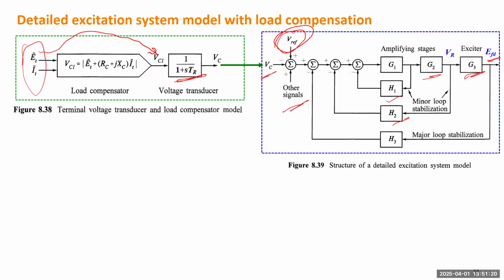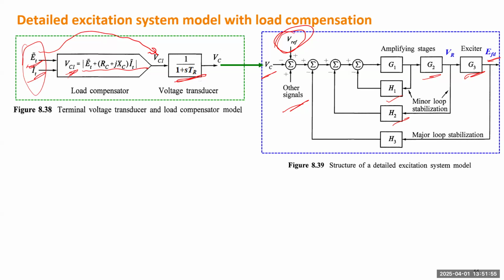So why do we add another more complex block, which is a load compensator? We just give the AVR additional capability to control remote voltage, not just the local terminal voltage. So how do we do that? We measure both terminal voltage and terminal current, and using this formula, we can calculate another voltage value. And we are going to control this value instead of the terminal voltage directly. RC and XC are both parameters you can set up.